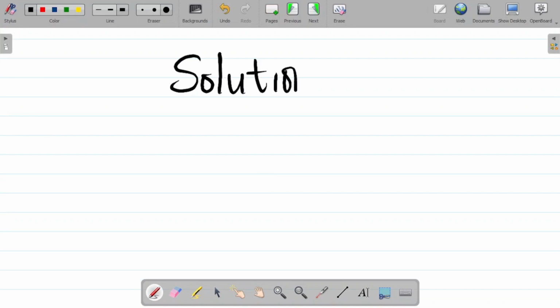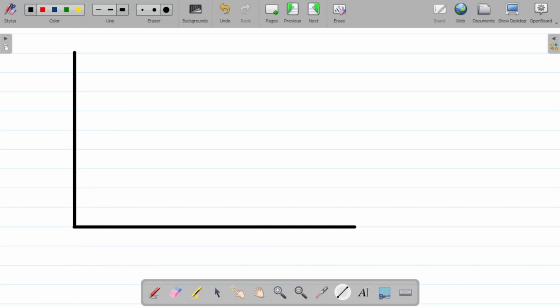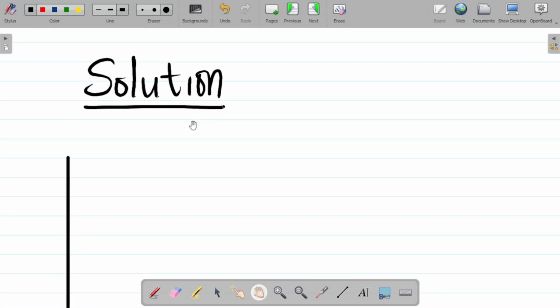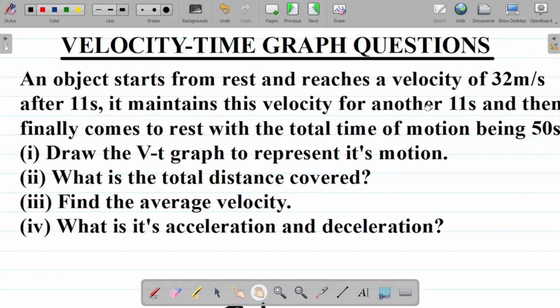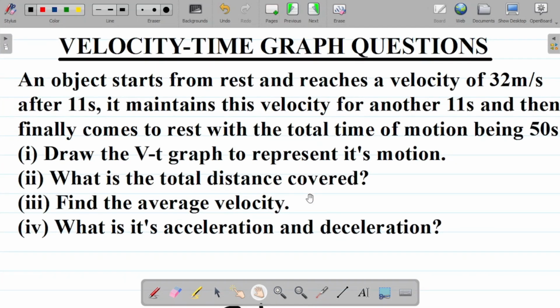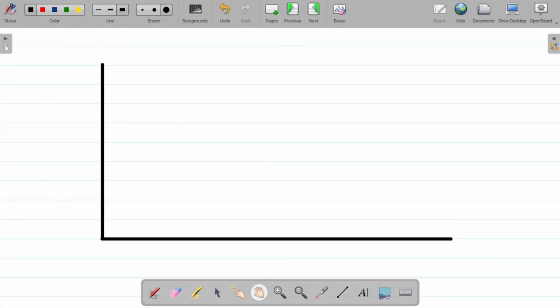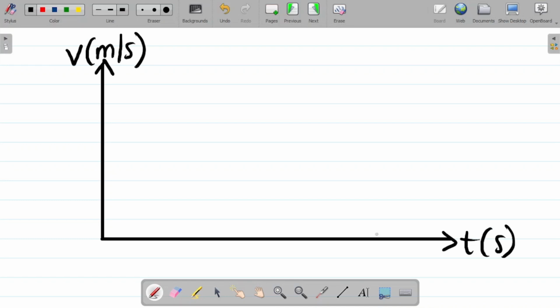Solution. The first thing there is to draw the VT graph. Let's get this. The first thing says that the object starts from rest and reaches a velocity of 32 meters per second after 11 seconds. Starts from rest means the origin. This is my velocity v in meters per second, and this is my time t in seconds. Here's the origin. It starts from rest and reaches a velocity of 32 meters per second.